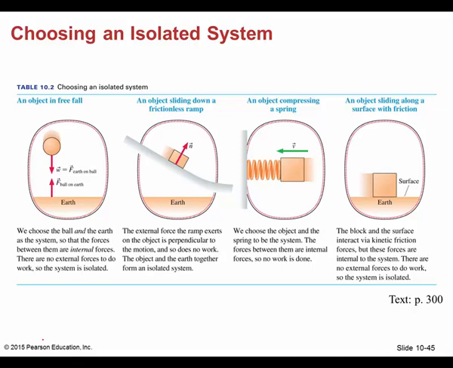Now choosing an isolated system again, we choose the ball and the earth as a system so that forces between them are internal forces. There are no external forces, so it's isolated. Same thing here with the object going down the ramp. The external force the ramp exerts on the object is perpendicular to the motion and so does no work. The object and the earth together form an isolated system, and so on.